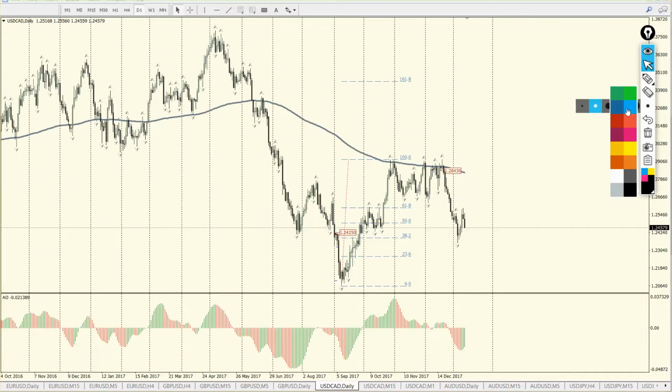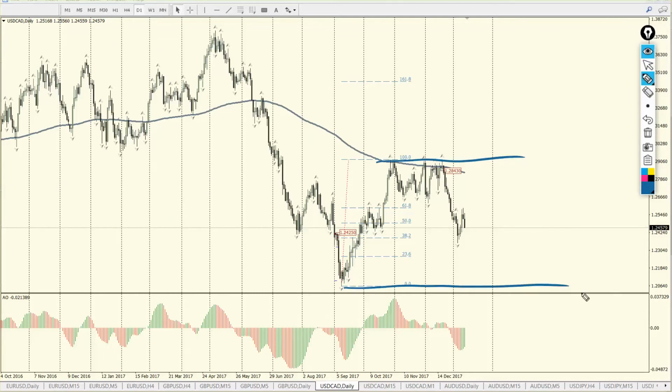Canadian dollar against US dollar. If you remember my last review, I mentioned these two reference points, and I said that as long as we're between those two reference points, we will be staying in a flat phase of D1. As you can see, we're still in a flat phase.